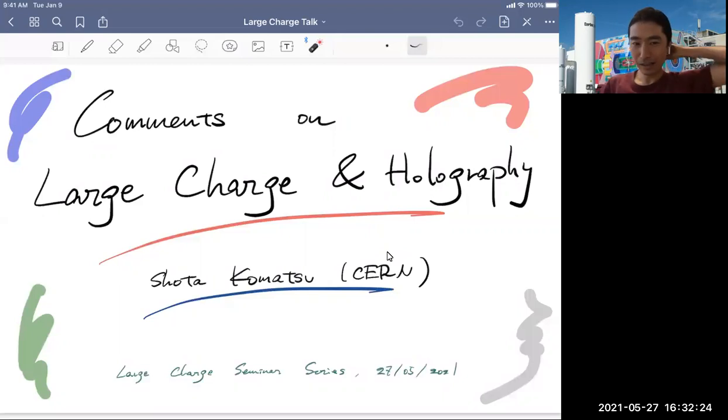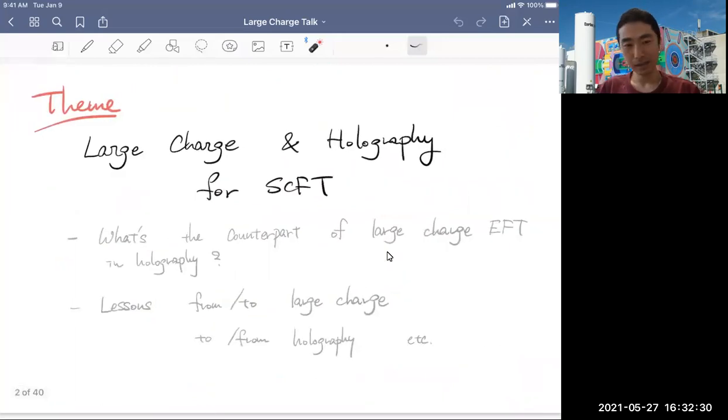So today I'm going to talk about large charge and holography. The theme of the talk is basically large charge and holography for superconformal field theory. Especially, the kinds of questions that I want to address are, for example, what's the counterpart of the large charge effective field theory in holography? And what can we learn from large charge about holography, or what can we learn from holography about large charge?